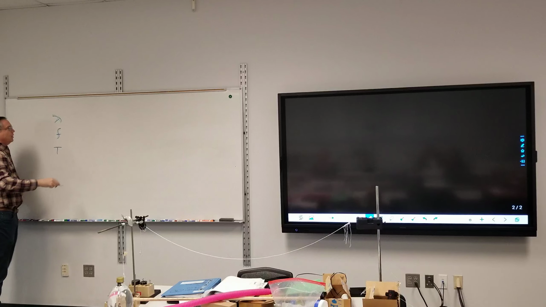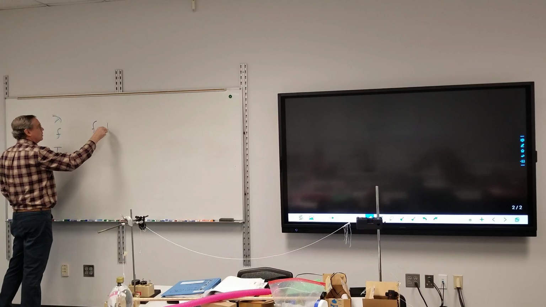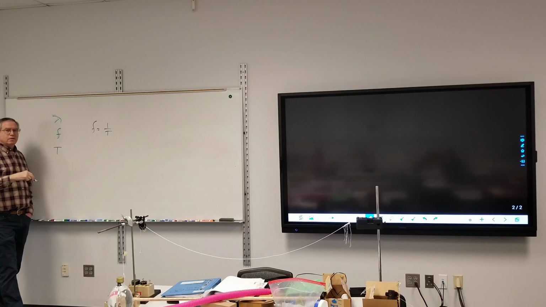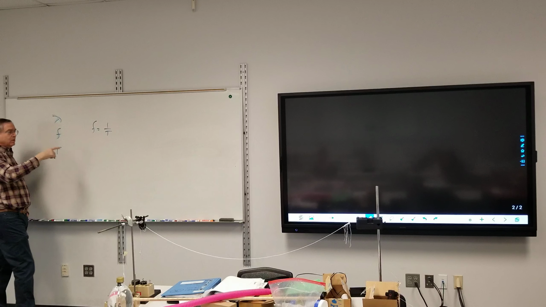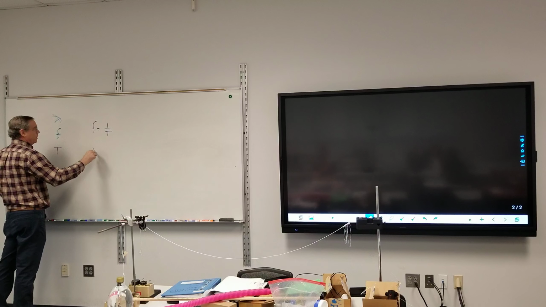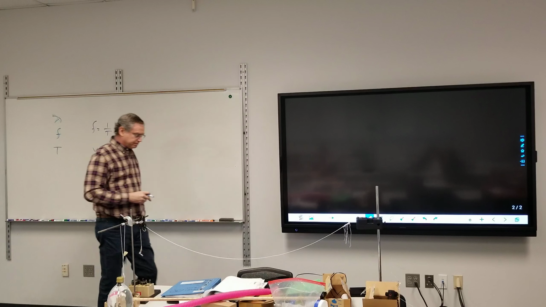All right. And what is the relationship between them? Frequency is the inverse of T, the period. And lambda, wavelength, is the distance the wave travels in one period. I'm just looking for the basic equations right there.